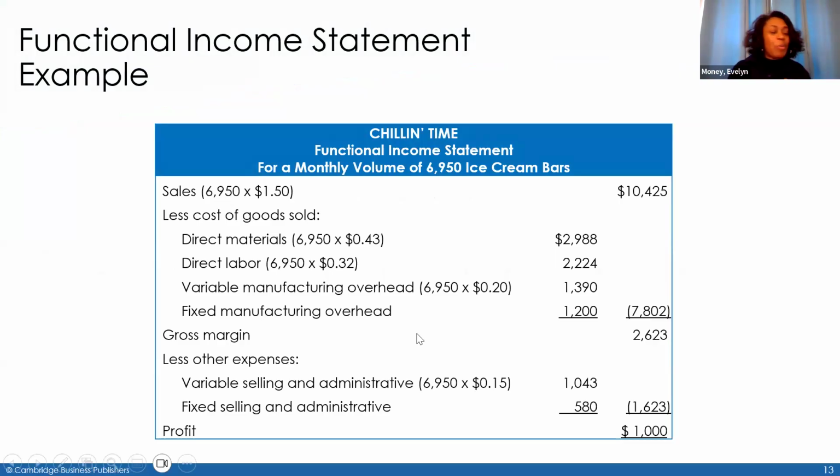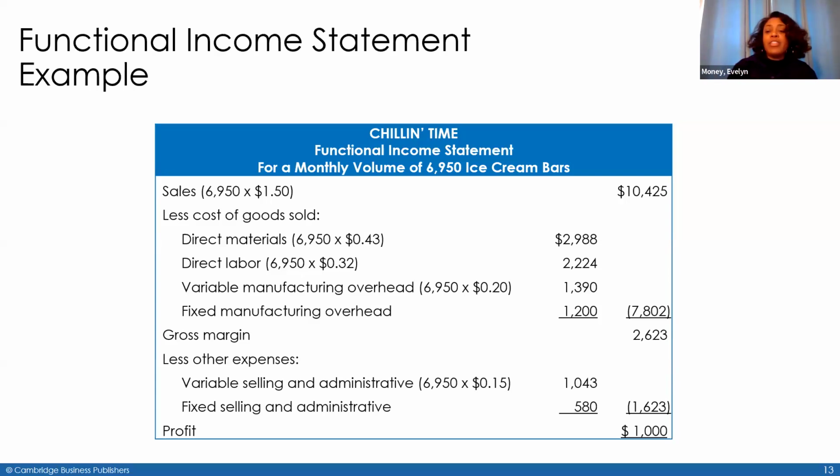Now, this is what I was telling you about with the gross margin income statement. We also call this a functional income statement. And we call it a functional income statement because it separates our costs by function, meaning product versus period, or our manufacturing or product costs at the top, and then our other operating costs at the bottom. So we take our sales, we subtract out our cost of goods sold, which is made up of our three basic product costs, materials, labor, and overhead. We don't care that it's variable and fixed all in there together.